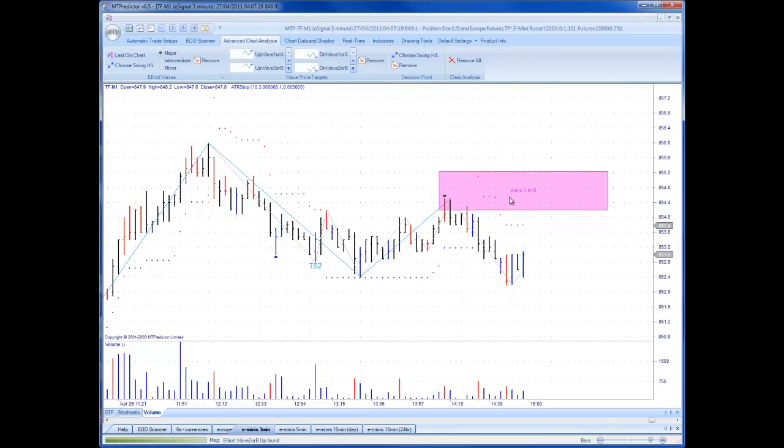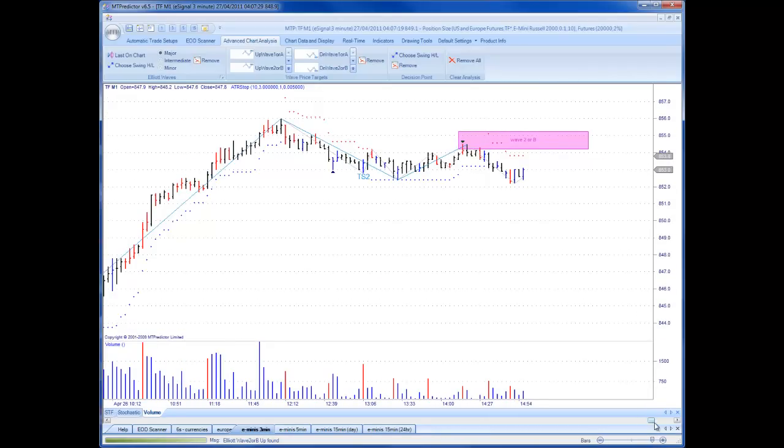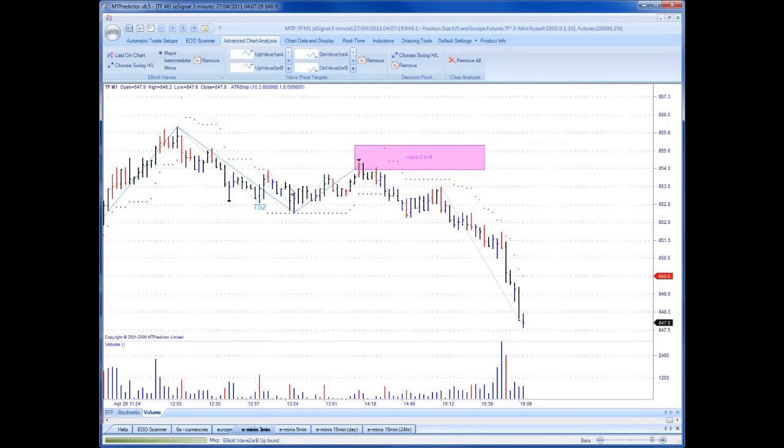Now that's the important part for a Holy Grail trade, is that we assume that this is going to be a wave 1 down into here. We then assume this is a wave 2 correction. Then what we're looking for is a wave 3 type rally down.